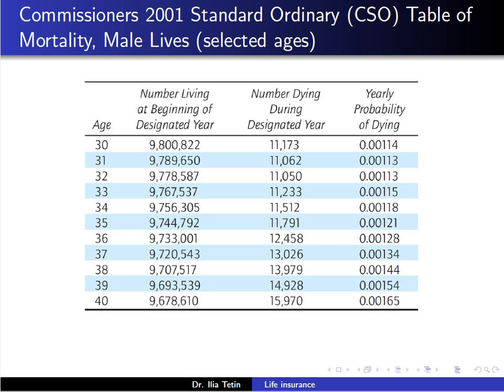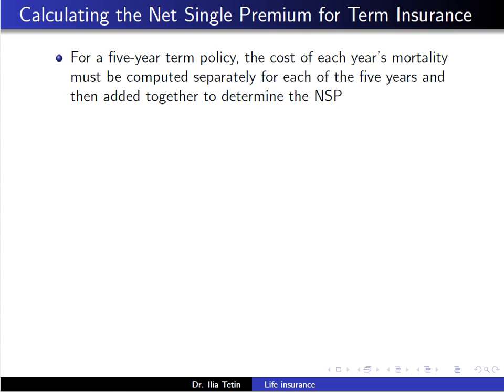Next point of interest is 5-year term insurance. In this case, the company must pay the death claim if the insured dies any time within the 5-year period. Thus, the cost of each year's mortality must be computed separately and then added together to determine the net single premium. The cost of insurance for the first year is determined exactly as before when we calculated the net single premium for yearly term insurance.